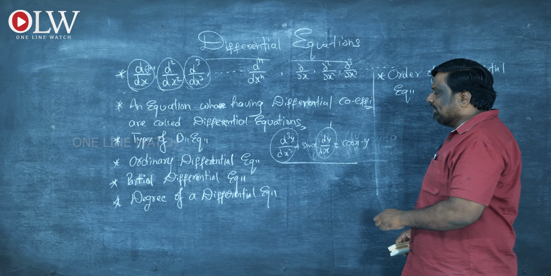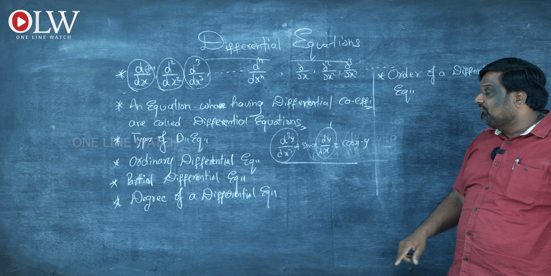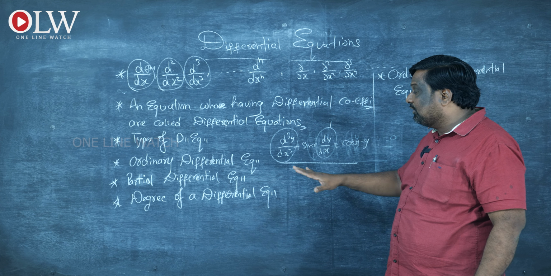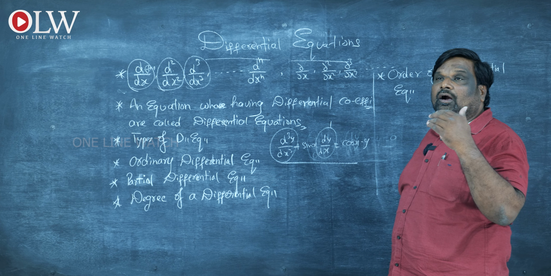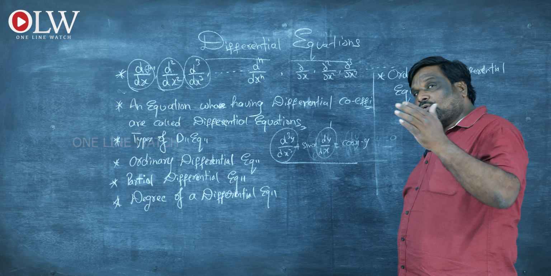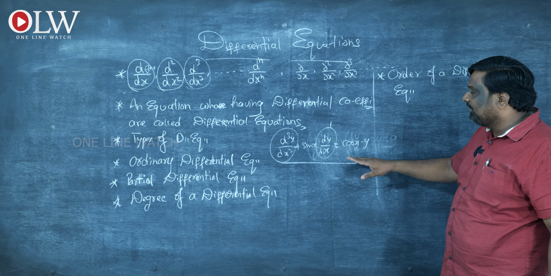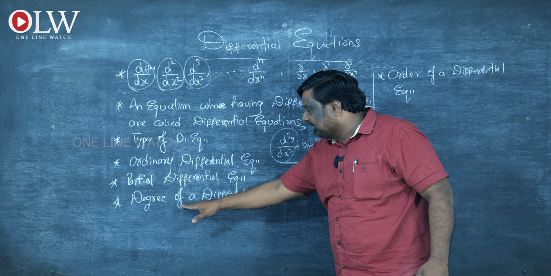Once we have defined the order of a differential equation, only after that can we define the degree of a differential equation. Before that we cannot find the degree, because we have to first find the order and only then define the degree. Now we are moving to the second definition, which is important for our topic: the degree of a differential equation.